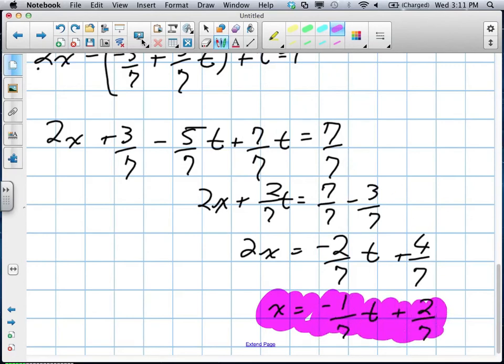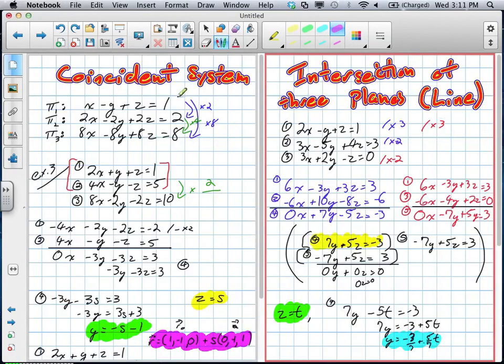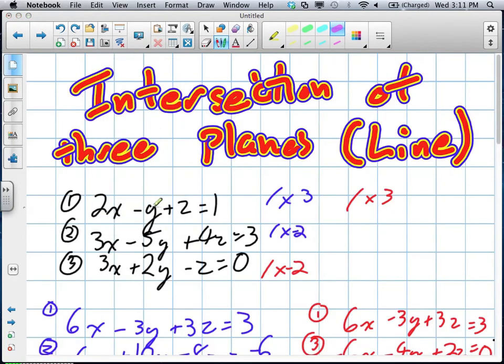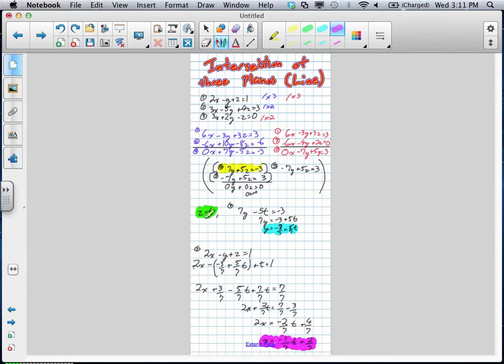which means way back in the beginning we were trying to figure out where these three planes cross each other. It is at that line there that all three of these planes cross each other. They cross at a line, not a point.